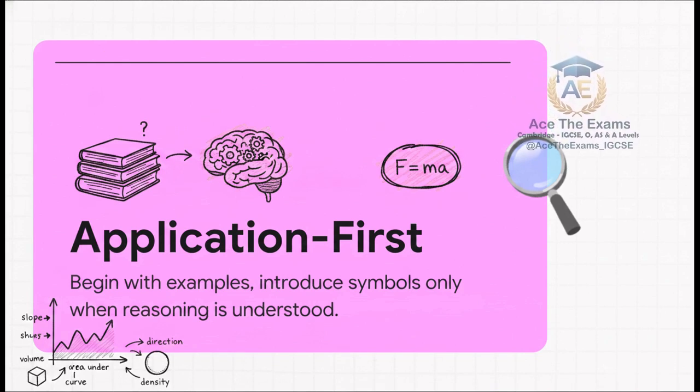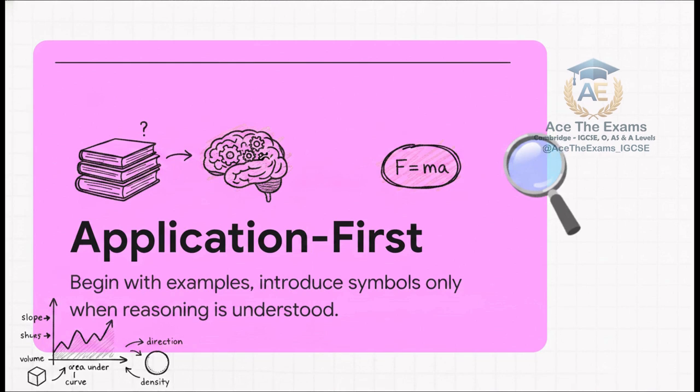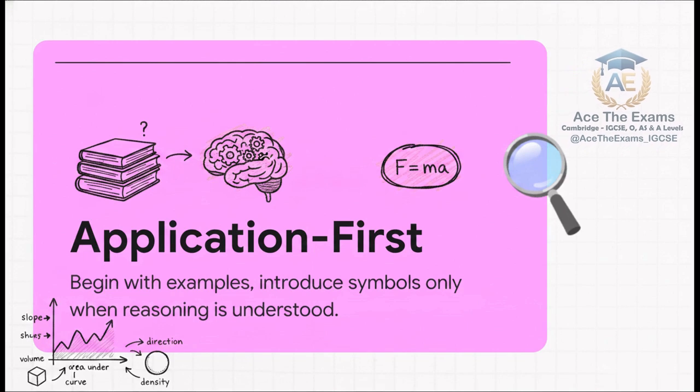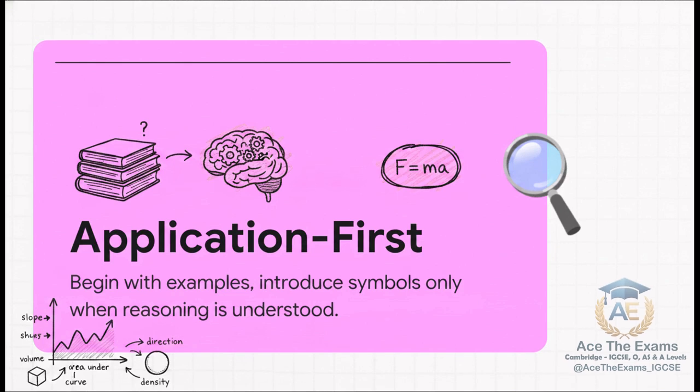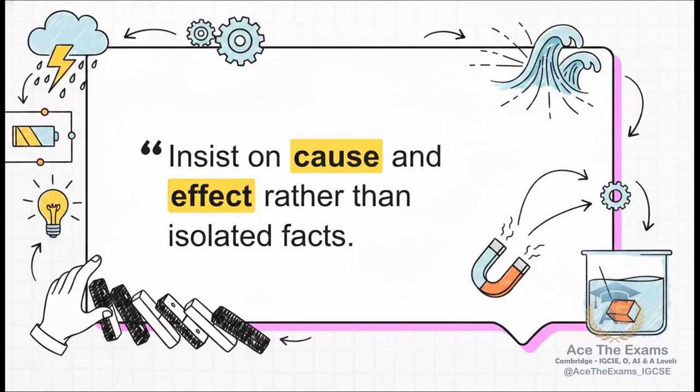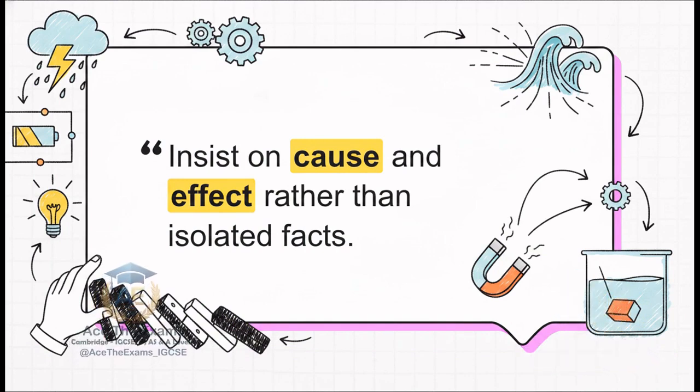Think about it like this. If a topic involves graphs, you actually need to understand what the slope, the area under the curve, the direction, or the shape mean in physical reality. They aren't just abstract math concepts, they represent real physical changes. So the crucial point here is summed up perfectly by this quote right from our source material. Insist on cause and effect rather than isolated facts. Seriously, whether you're looking at fields, forces, particles, circuits, or waves, relying on just a bunch of isolated facts is not going to secure you those top marks. You have to understand the chain reaction. You need the cause and the effect.